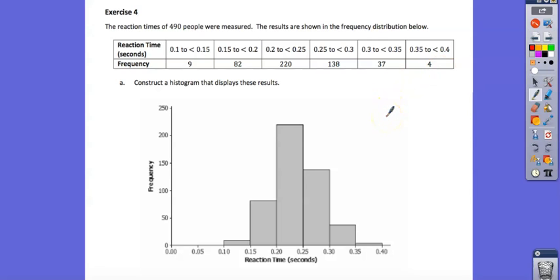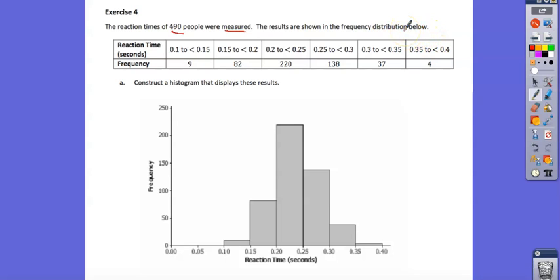In exercise 4, it's really simple. It wants you to look at a histogram and interpret some things about it. I'm going to give you the histogram. We haven't really gone over histograms, but the reaction times of 490 people were measured and the results are shown in the frequency distribution below.